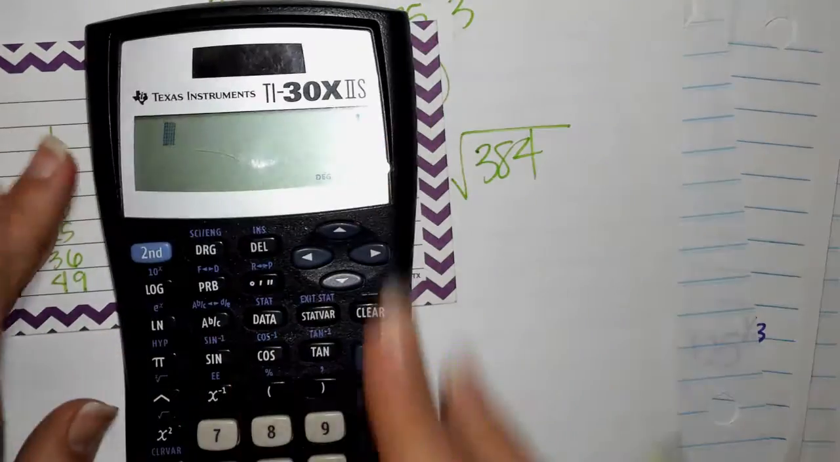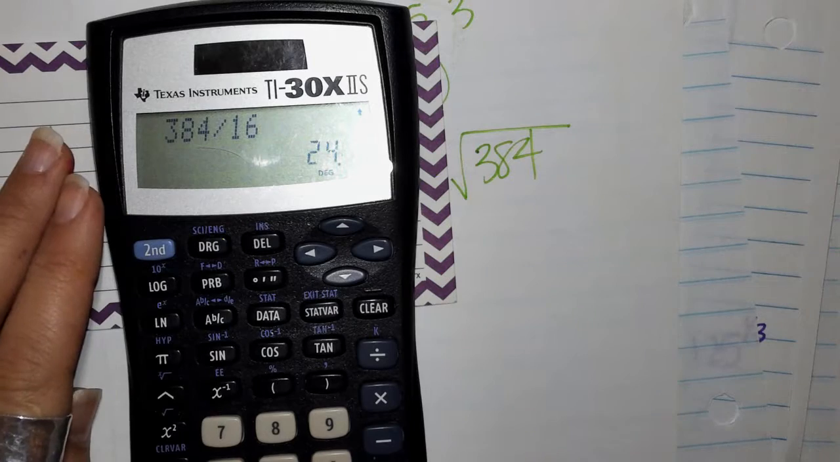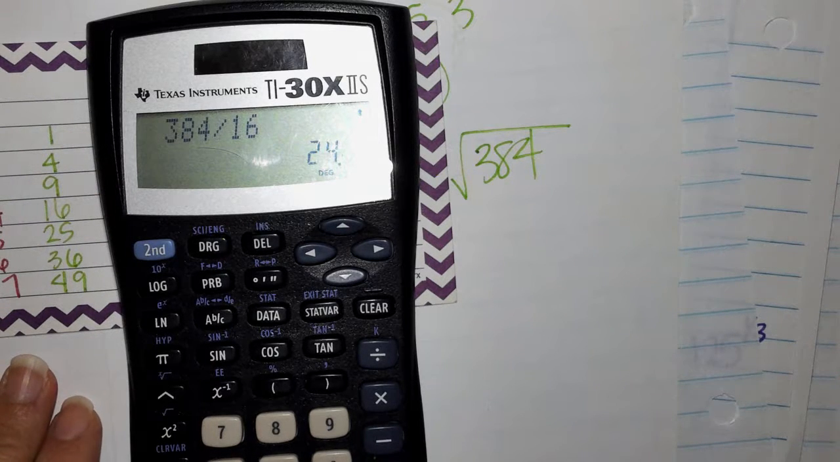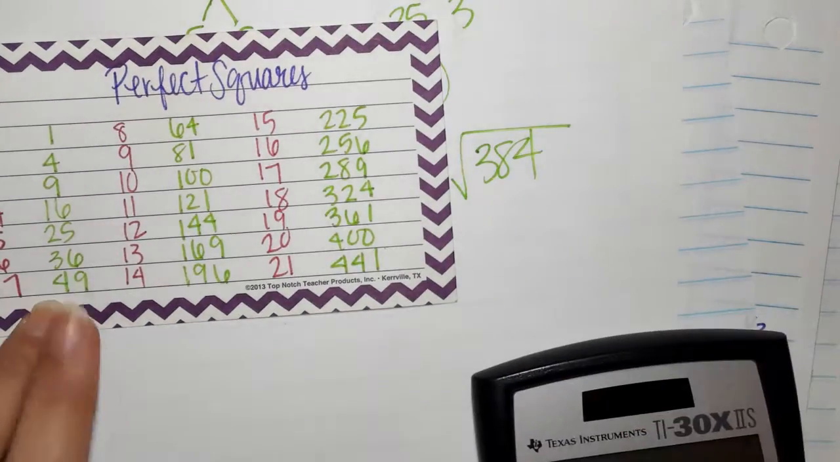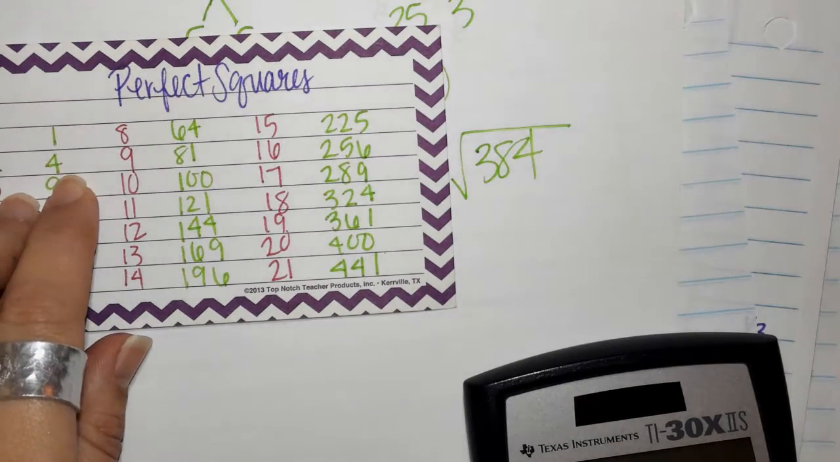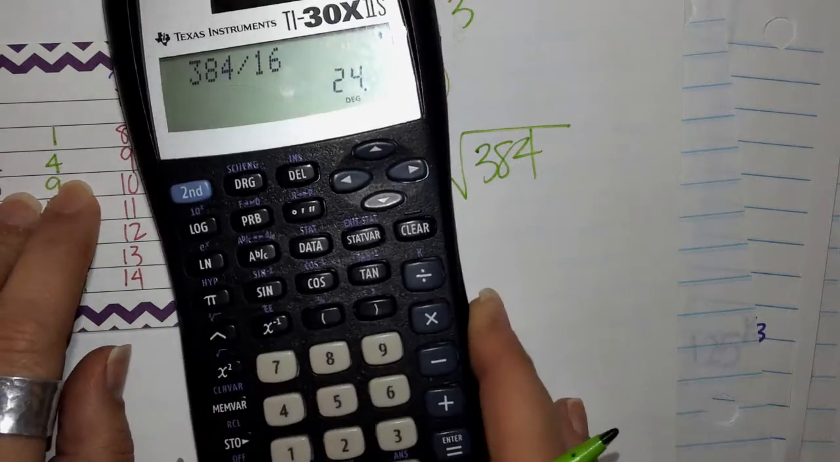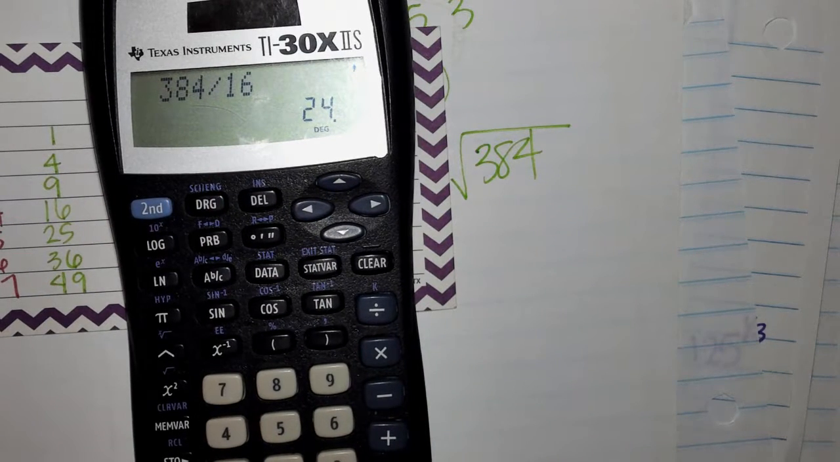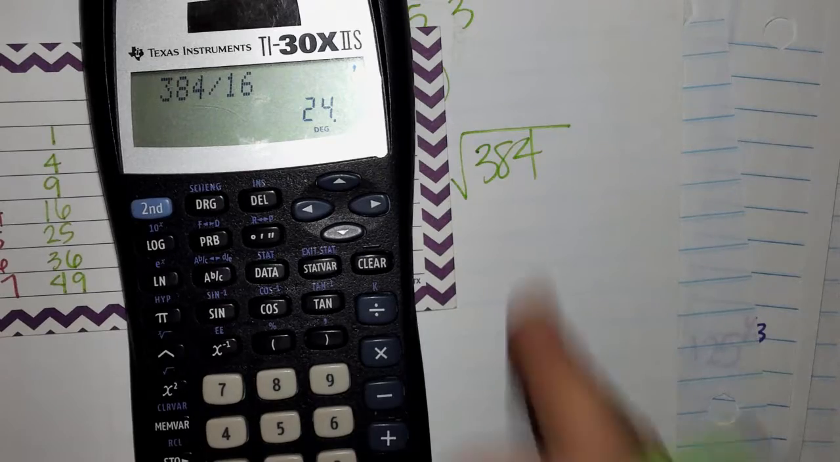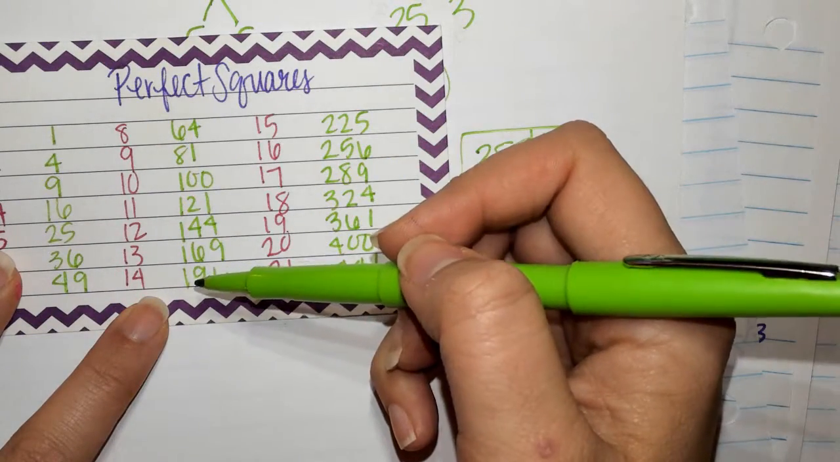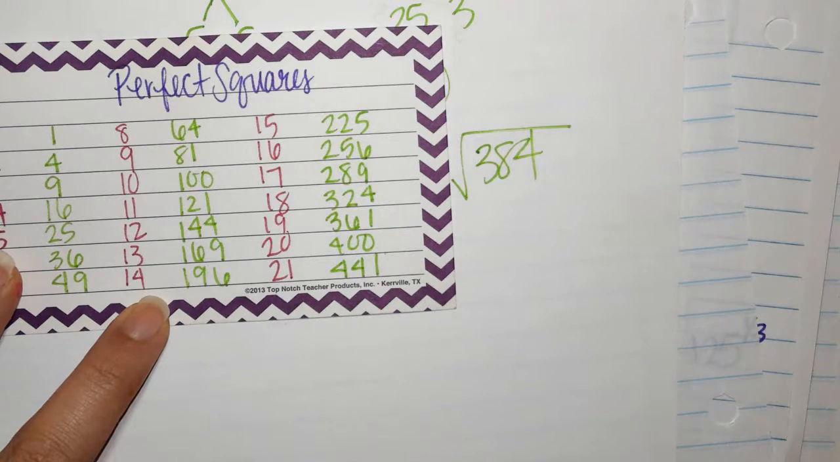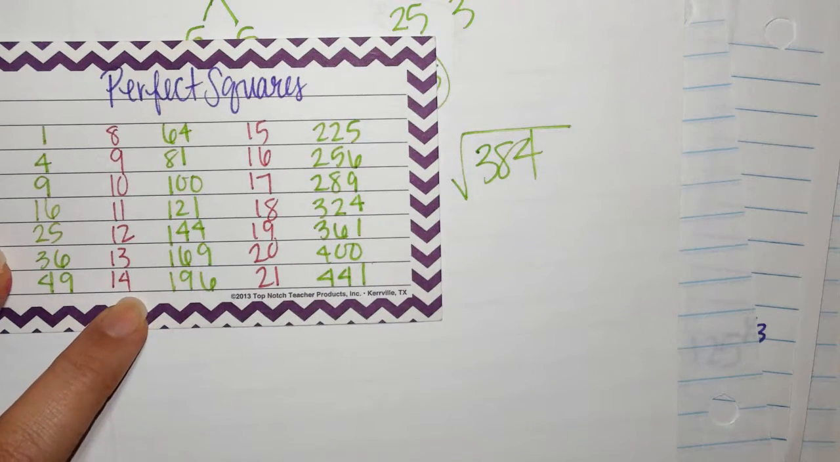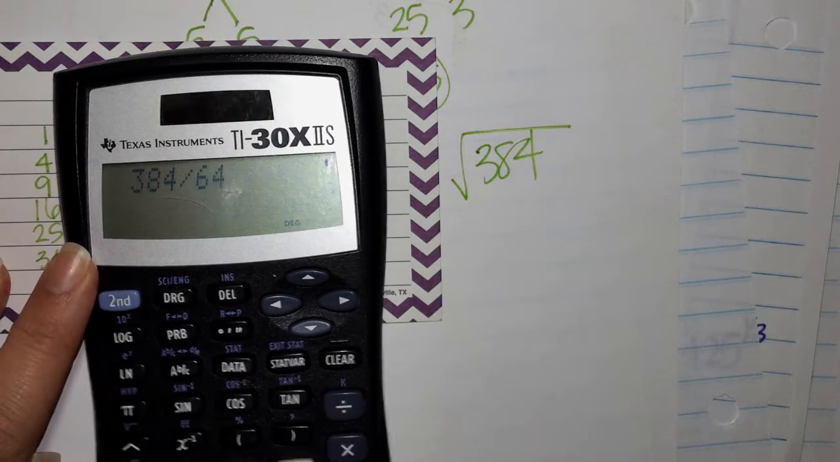Okay. So if I did 384 divided by 16, we get 24, right? But is there a perfect square that goes into 24? 4. Yes. 4 goes into 24. That's the biggest perfect square that goes into 24. So we need to find the bigger number. So go bigger than 16. Let's find a bigger number that goes into 384. Guys, take your green numbers and divide. 64? Yes. Okay. So if we did 384 divided by 64, 6.